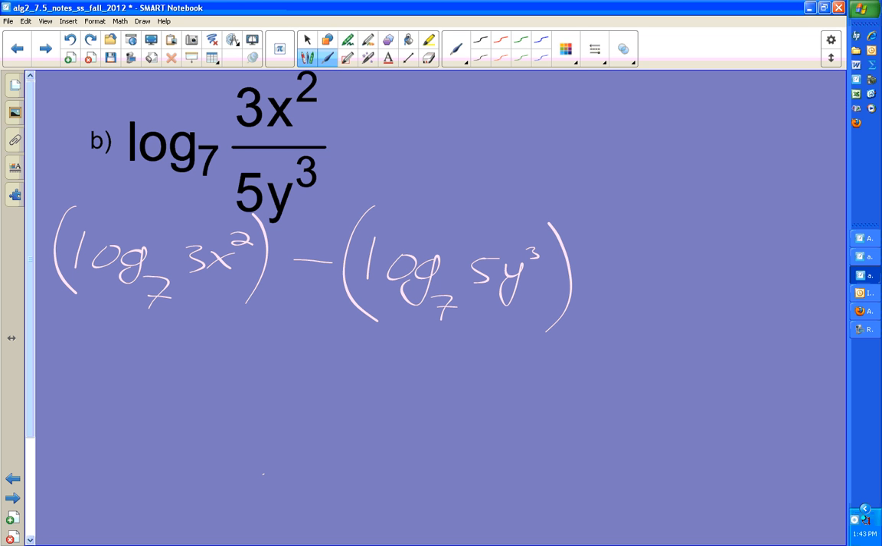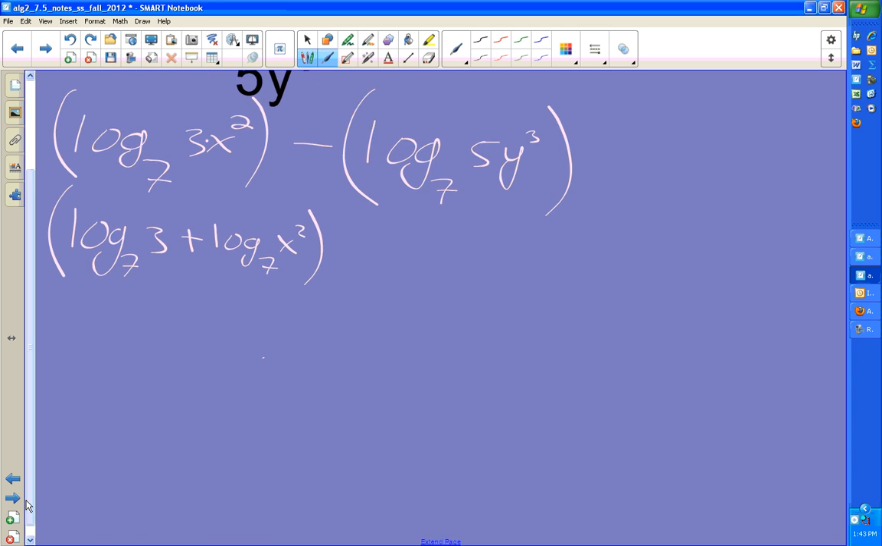So we have now the log of a product. So we're going to say log base 7 of 3 plus log base 7 of x squared. And the only thing left to deal with in this parenthesis is what? The squared. Where do we put that squared? In front of the log. Oh, I think we put it in front of the whole thing. Log base 7, no, because it's only x squared. It's only x that's being squared, so it goes in front of this log.